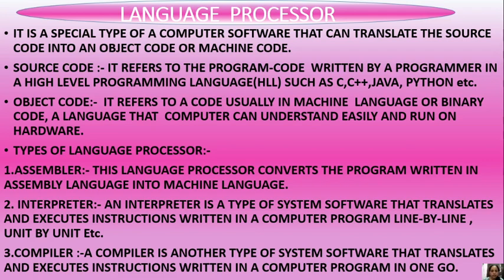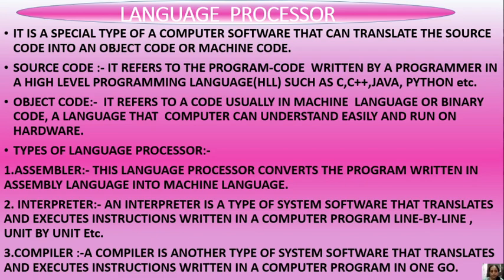There are some types of language processor. First is assembler, second is interpreter, third is compiler. The first one is the assembler. Actually it is an old one. This language processor converts the program written in assembly language into machine language. It means it will convert assembly language into machine language.